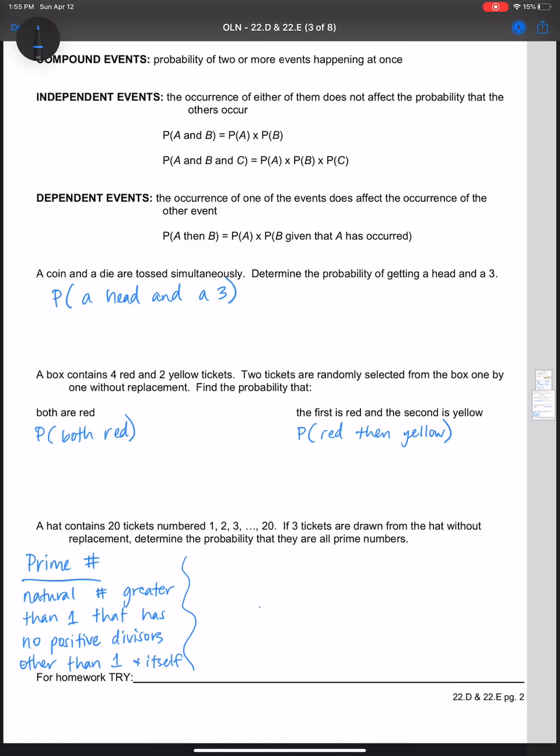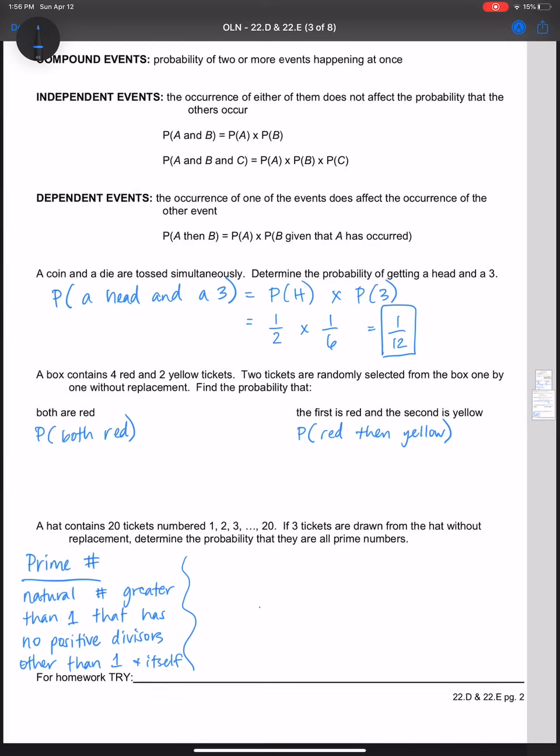All right, so we have a coin and a dice. They are tossed simultaneously. What is the probability of getting a head and a 3? All right, so the probability of getting a head times the probability of getting a 3 is 1/2 of the head. Probability of getting a 3 is a 1 out of 6, so your answer is 1 out of 12.